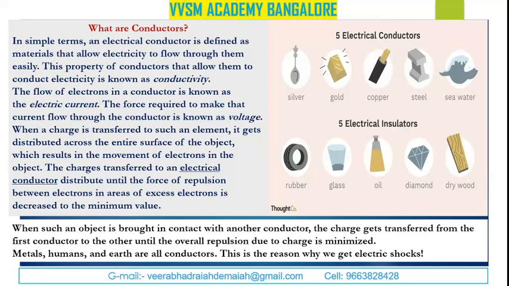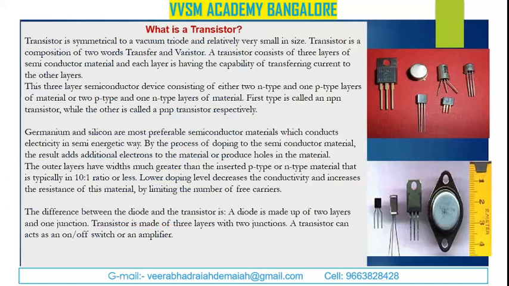My dear friends, now I would like to divert your attention towards electronics. The keyword is transistor. What is a transistor? A transistor is similar to a vacuum triode and relatively very small in size. It is a composition of two words, transfer and varistor. A transistor consists of 3 layers of semiconductor material, and each layer has the capability of transferring current to other layers. For example, germanium and silicon are the most preferable semiconductor materials, which conduct electricity in a semi-conducting way.